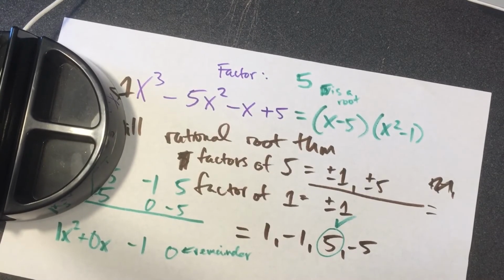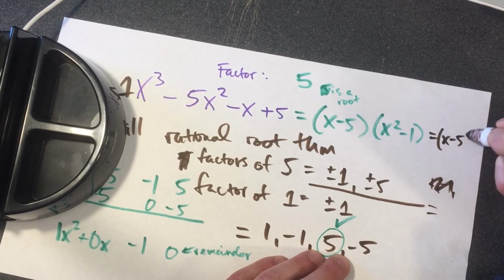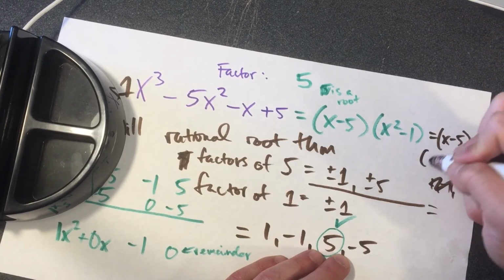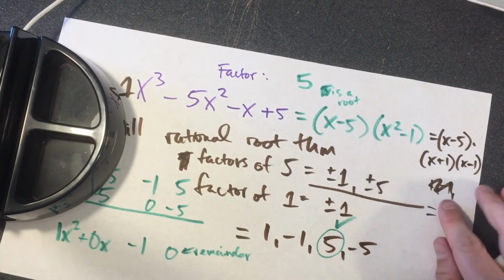You can even factor it just one more step if you like, and I won't show that one here. This becomes x minus 5 times x plus 1 times x minus 1. You can see that there.